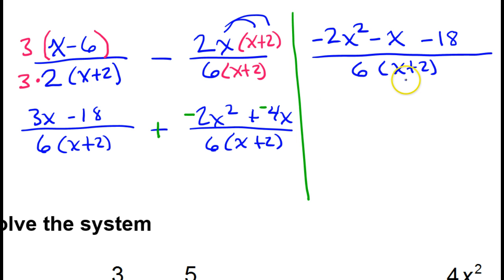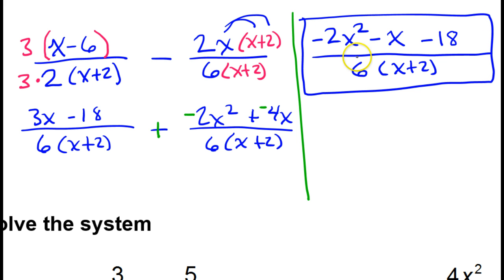So this may be the final answer. I should look and see if I can factor this, just in case something will cancel out. But for now, I'm going to go ahead and put a box around this just in case this turns out to be the final answer. Now, if I were going to try to factor this numerator, the first thing I would do is pull out a negative 1. It's very difficult to factor when the leading coefficient is negative. If I take out negative 1, that leaves 2x squared. Now all these signs are going to change. So that would be plus x plus 18.